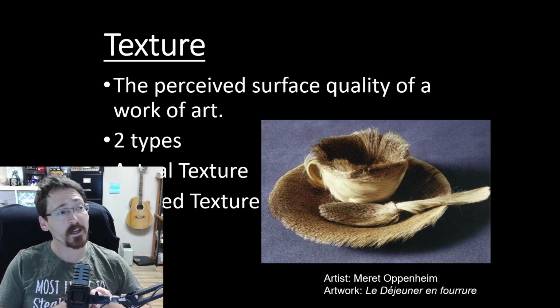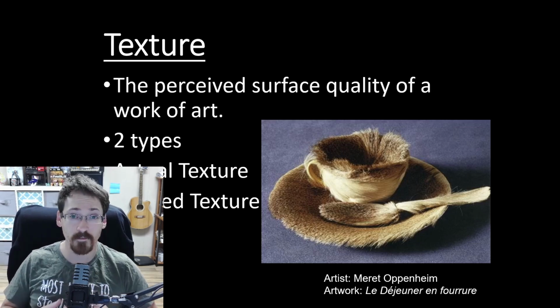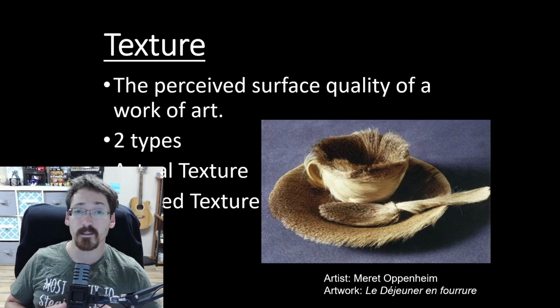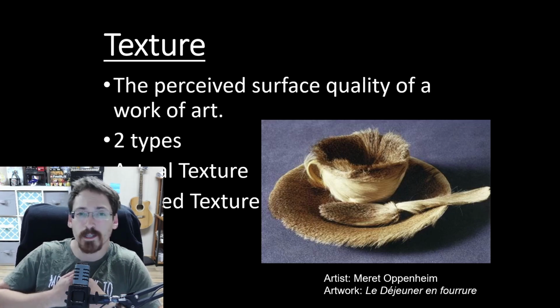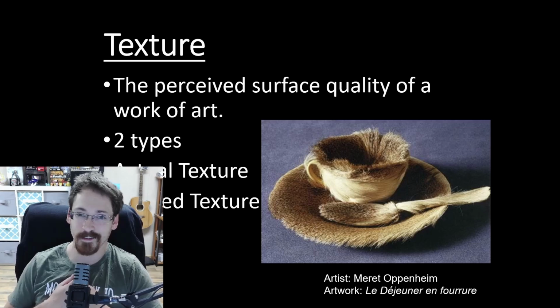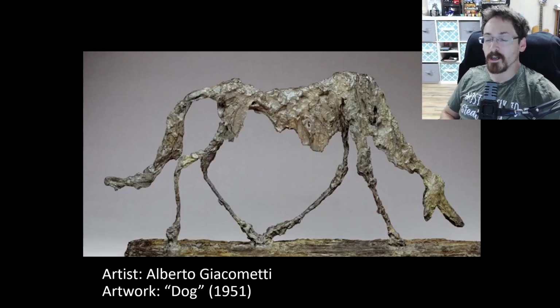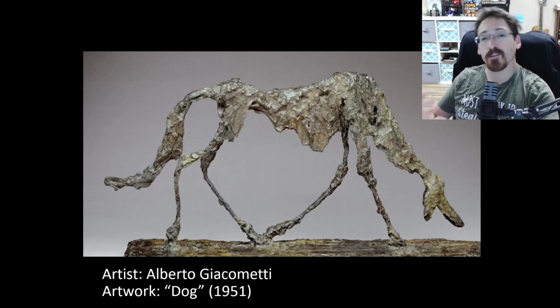I like to give this example because it has actual texture. You could actually go and pick this up and feel it. And the artist chose to use this material as the base for the artwork because he wanted to simulate the nice warm fuzzy feeling you get from drinking a cup of tea. And I think that's hilarious. This is another example of an artwork that has actual texture. This example is more commonly known as the melting dog. It is a bronze statue that is made to look like the animal itself is melting.